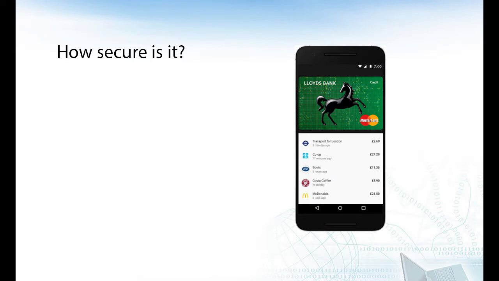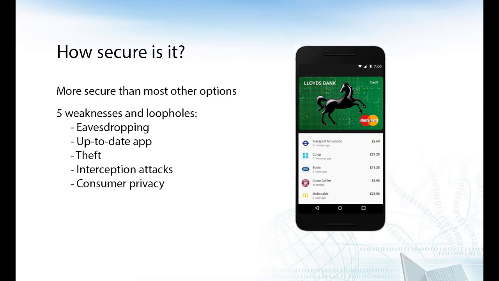How secure exactly is NFC? One of the biggest selling points of NFC payments is better security. The short range of the technology makes it harder to intercept. There are, however, still a few weaknesses or loopholes. First, you have eavesdropping. Even though the data transmitted is encrypted, the attacker can intercept it and try to decrypt it in order to gain access to private information about the user.